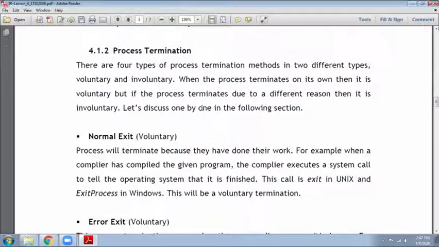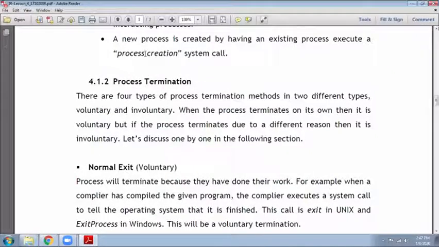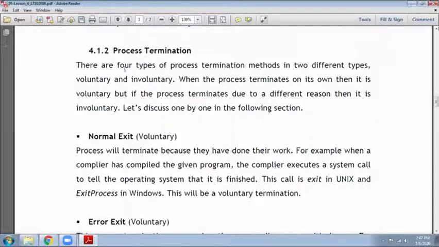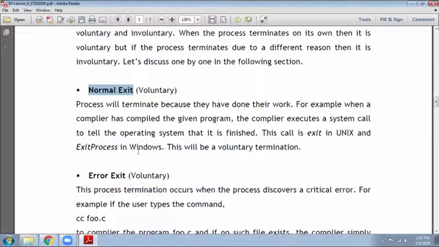Okay, so let's discuss one by one. There are 4 types of process termination. The first one is the normal exit. Normal exit is voluntary. One process just performs its function and stops. The process will terminate because it has done its work.